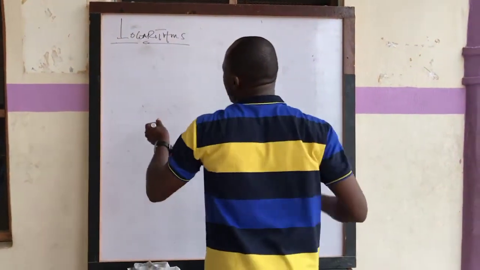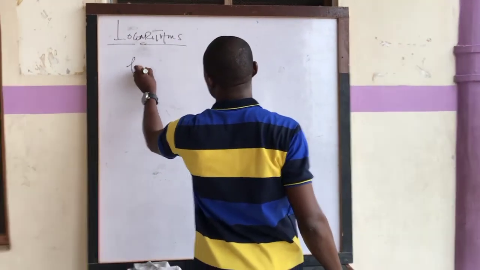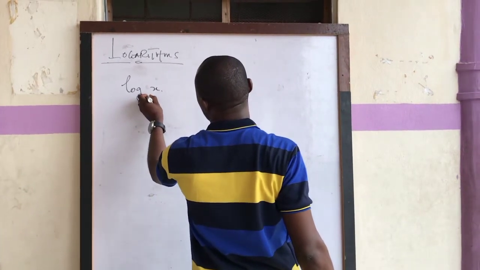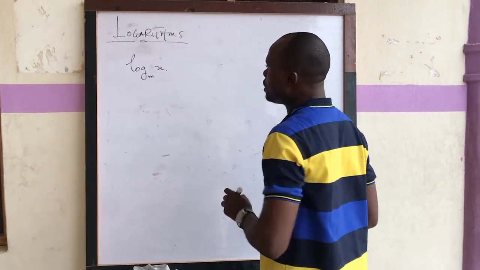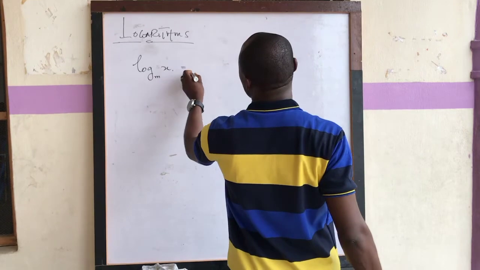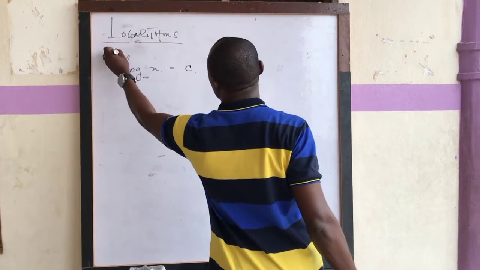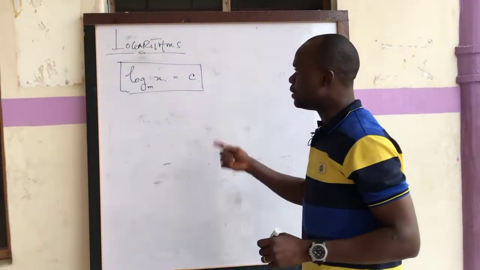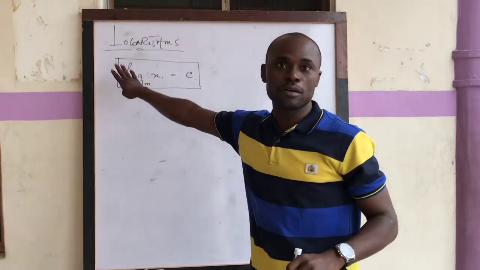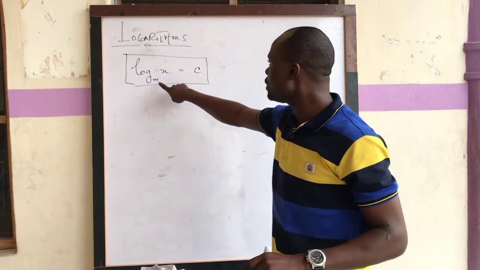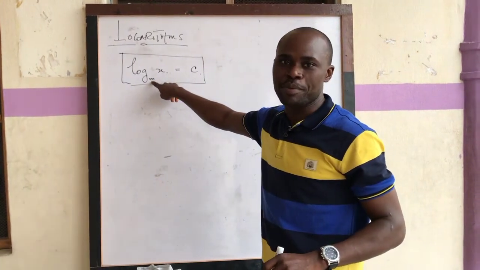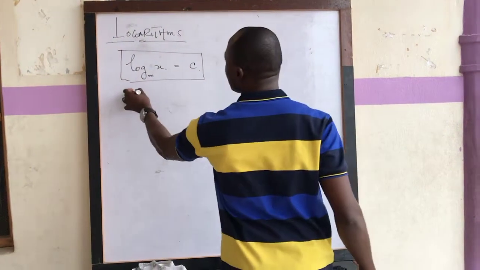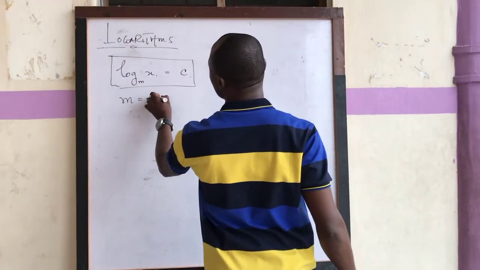So with logarithms, you see things written like this: log, let us say log x base m, equals c. So this is how logarithms are written, and I'll explain everything here. I'm sure you've seen all this before. This m here, at the foot of the log, is actually the base. So m, you can call that the base.